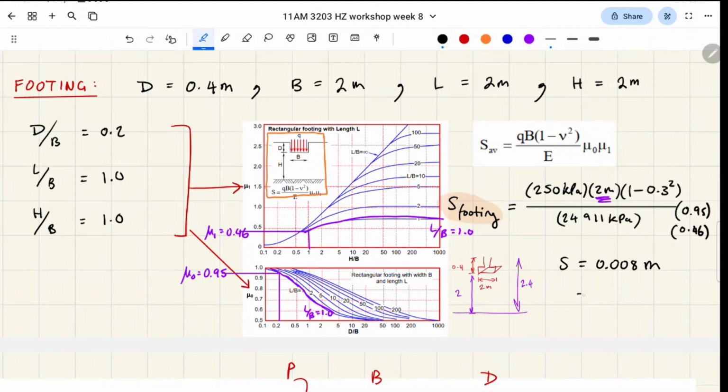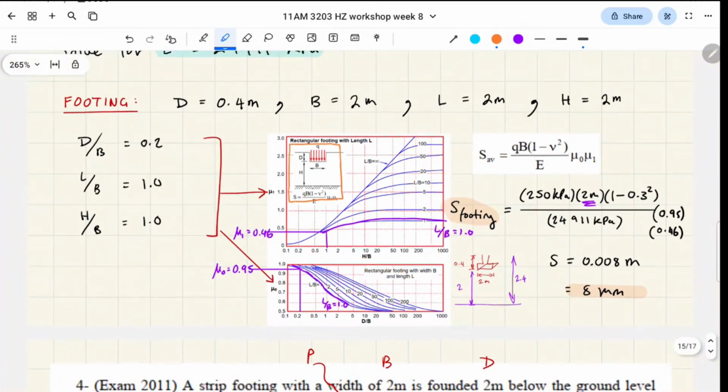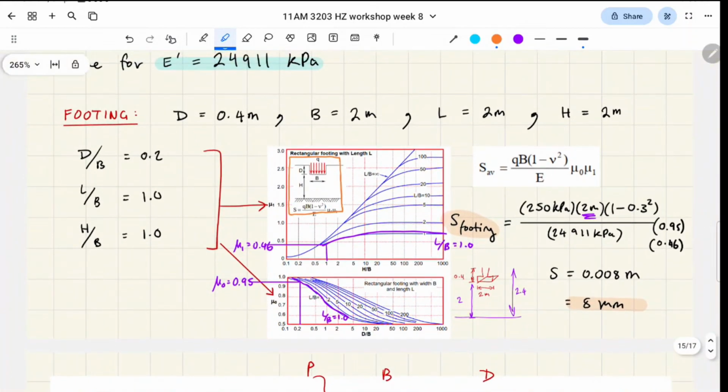So now we have to convert it to millimeters. So the answer is 8 mil. Okay? Does that make sense? This is the easiest question we're going to be going over today, all right? So the other methods will be a bit different.